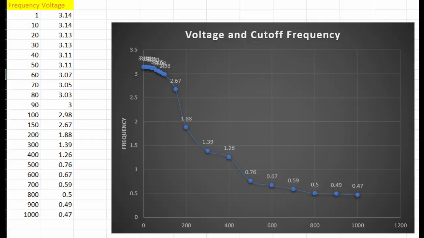So this is the graph of the measurement of voltage and the cutoff frequency. In this graph, we can clearly see that if we increase the frequency, the voltage is decreasing because it is a low pass filter.